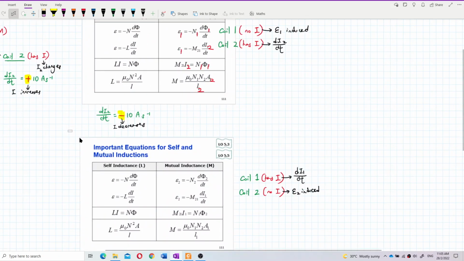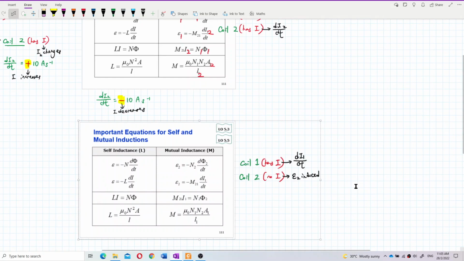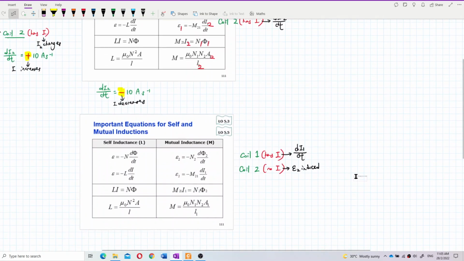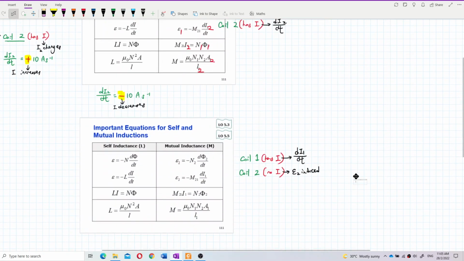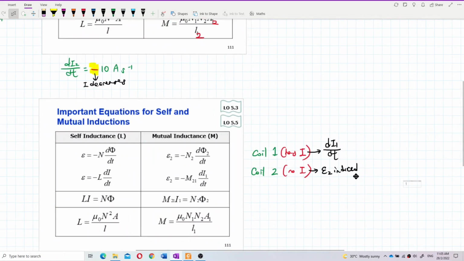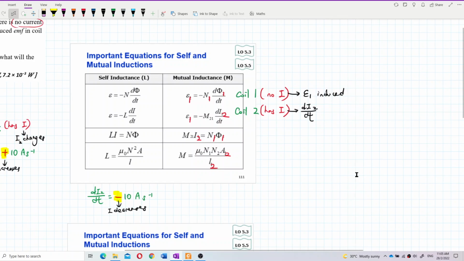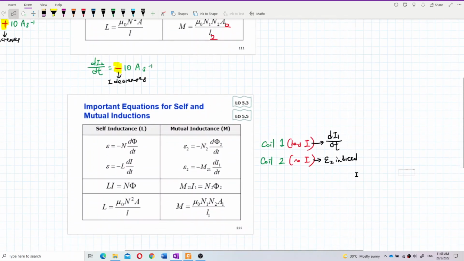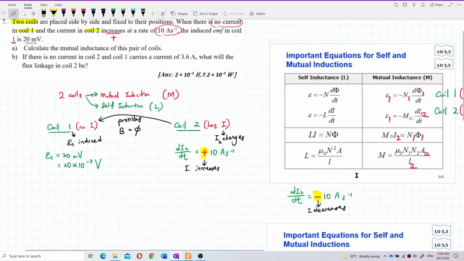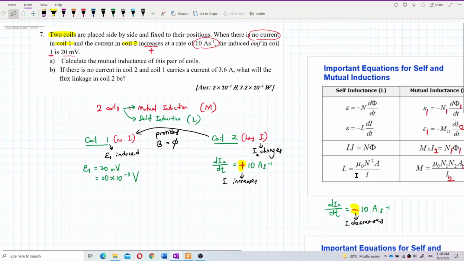I think that's enough. I hope you understand this one. I hope you can see the notes. All right, so let's do these questions.